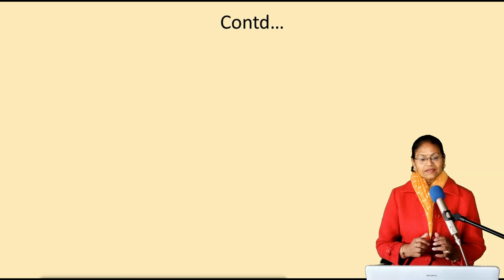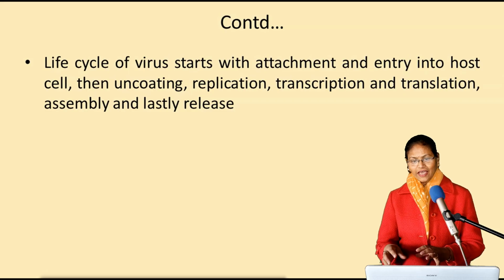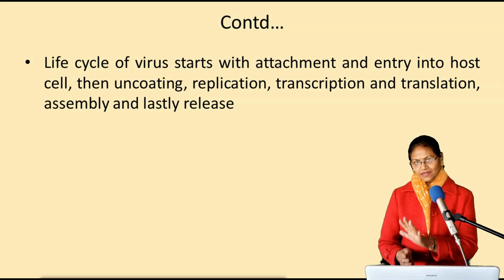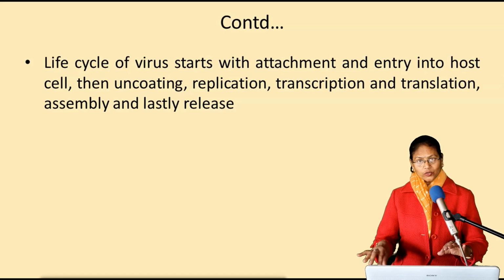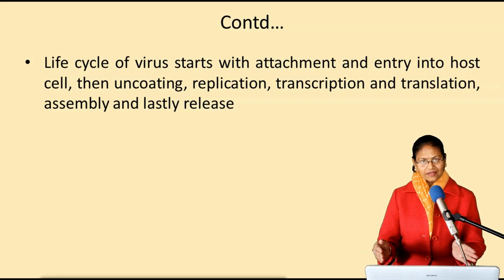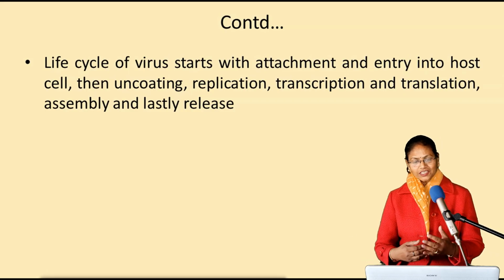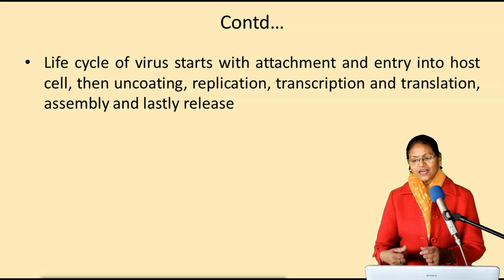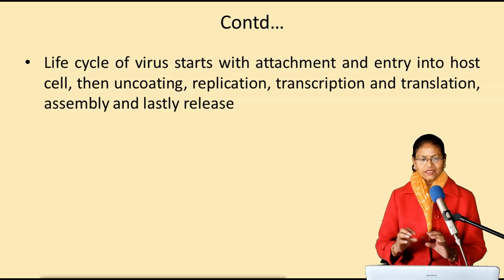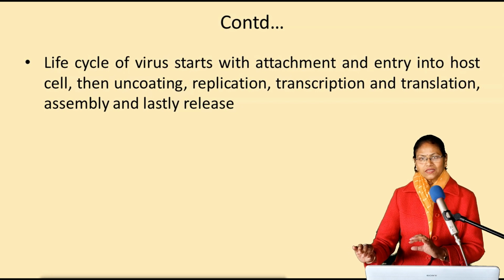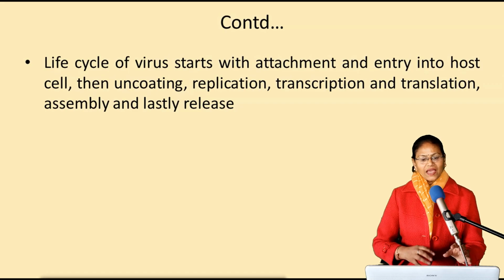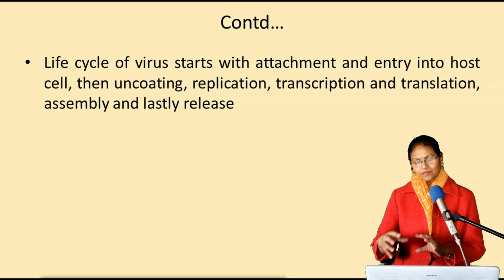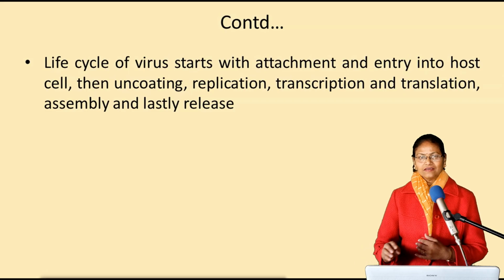And the life cycle of virus starts with the attachment. As soon as it gets a host cell, it gets attached to the host cell, then it enters into the host cell. There the uncoating takes place. That means the protein coat is removed and the genome remains there in the cell. Then the replication takes place, and transcription and translation also take place. The proteins are formed and the protein coat is formed separately and the genome is multiplied separately, and then the assembly takes place. And at last the progeny of the viruses is released from the cell.